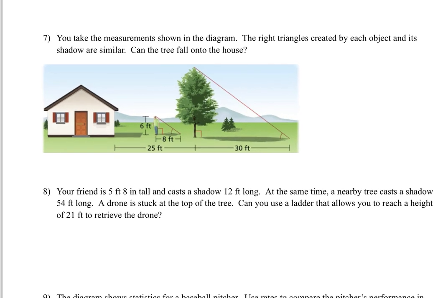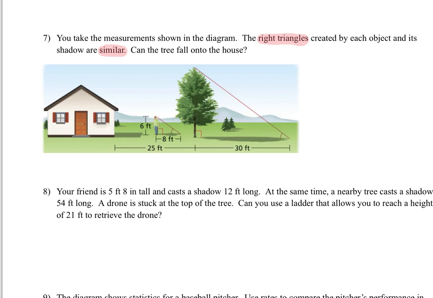So we did proportions where they give us the proportion. We're going to do some word problems where they still give us the proportion, but it's kind of hidden within the words, all right? So they say you take measurements shown in the diagram. Here's our diagram. The right triangles created by each object and its shadow are similar. So later on, you'll talk a little bit more about how right triangles are similar and what that means. In the past, you've learned about triangles, right triangles.